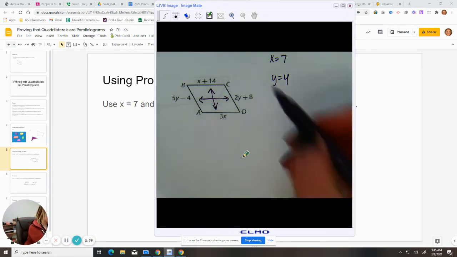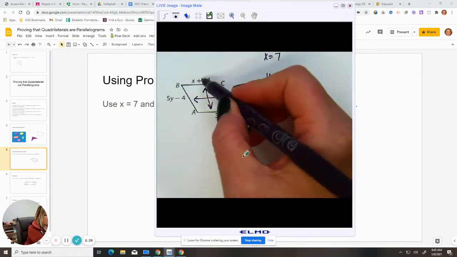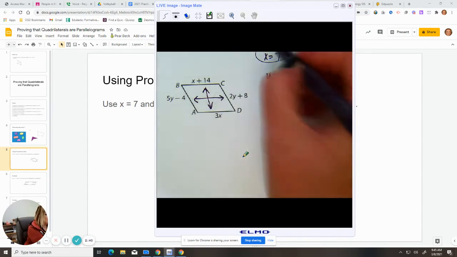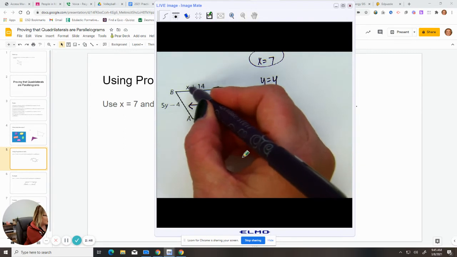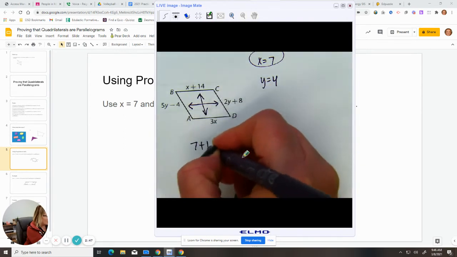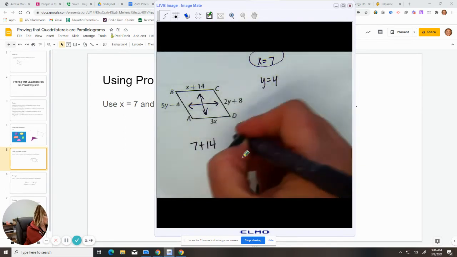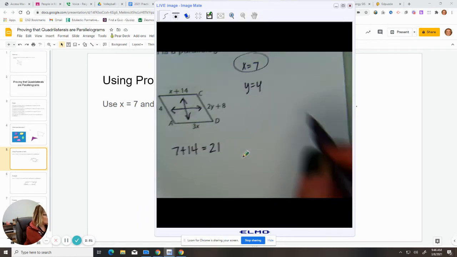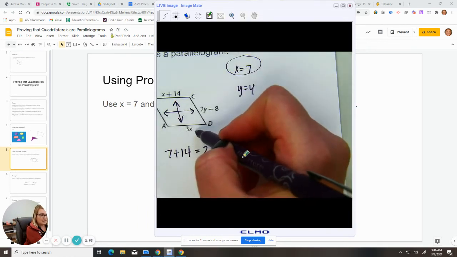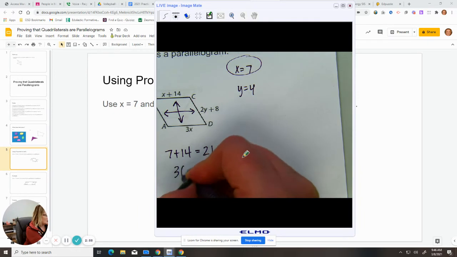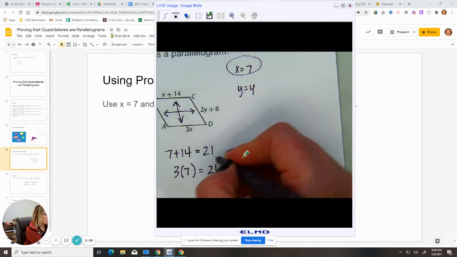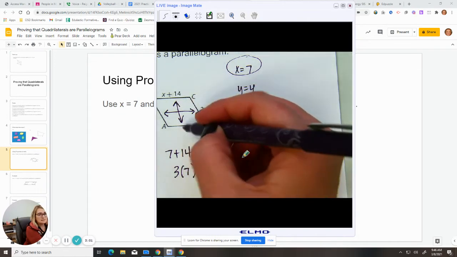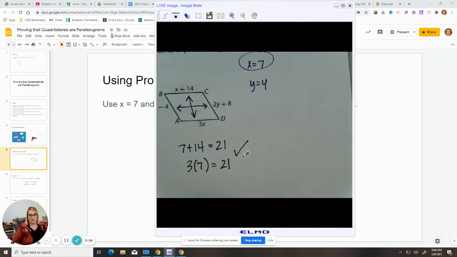Okay, so we're going to start with the x set, and we're going to use x equals 7 to substitute in. So instead of x plus 14, it is now 7 plus 14, or 21. And instead of 3x, it's 3 times 7, or 21. And you'll notice that these two are equal, which tells us that those two sides are parallel.